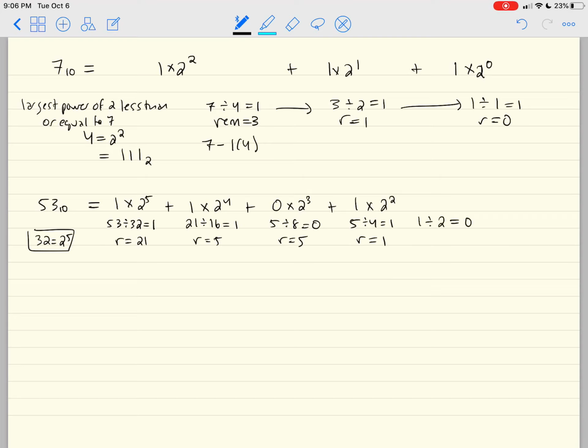1 divided by 2 gives me a quotient of 0 and a remainder of 1. So that gives me 0 times 2 to the 1. The 1 gets pushed to the next step. Okay, but I'm at the last step, so that 1 simply becomes the final digit. Thus, in binary, this is 110101 base 2, where I'm lifting off the numbers in front of the powers of 2. Okay.